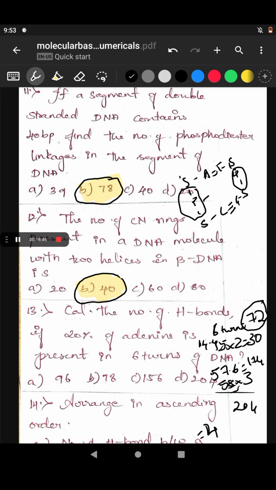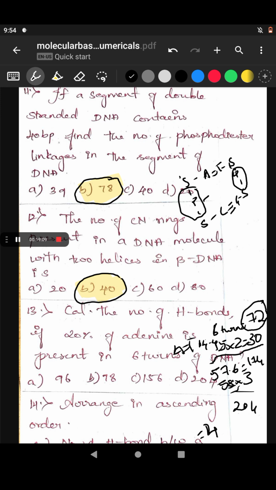If we approximate and put it as 15 instead of 14.4, we get totally 30 hydrogen bonds, 15 into 2, that is between adenine and thymine. So there is always a double bond. So it will be 15 into 2, 30. So we have approximated it.